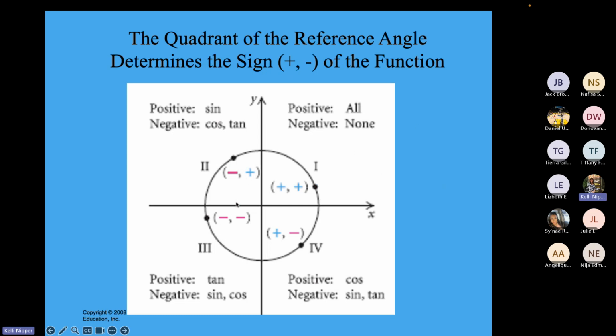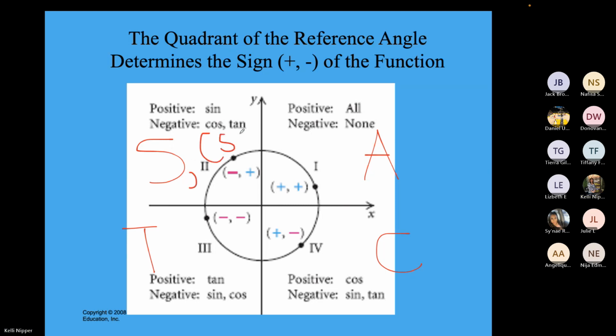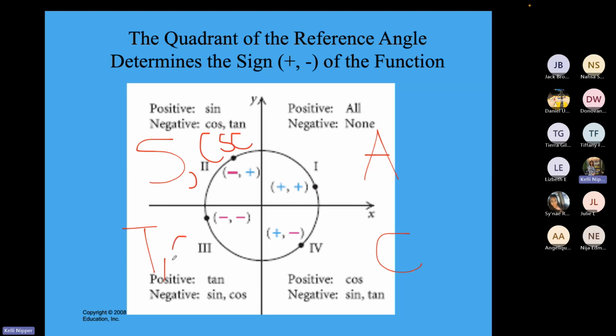All right, and then here's our positive negative chart and our all students take calculus memory device that we mentioned already. Okay, I'm going to write that in there. All students take calculus. So what this means is all 6 of the trig functions here are positive. In this case, of the 3, only sine is positive. So this would mean sine and cosecant would be your 2 positive ones here, okay? Tangent and cotangent here.